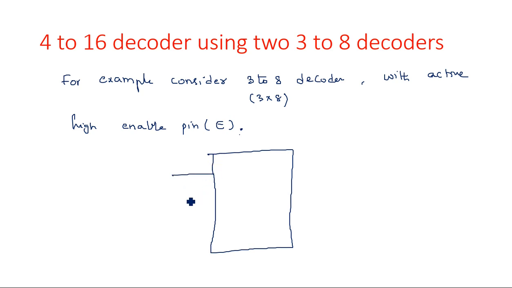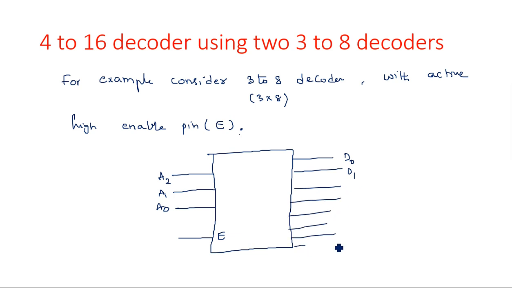Now I'm taking a 3 to 8 decoder which has 3 inputs and one enable pin. So A2, A1, A0, these are the 3 inputs, and we have outputs D0, D1, D2, D3, D4, D5, D6 and D7. Total 8 outputs. Okay, this is the 3 to 8 decoder with active high enable pin.